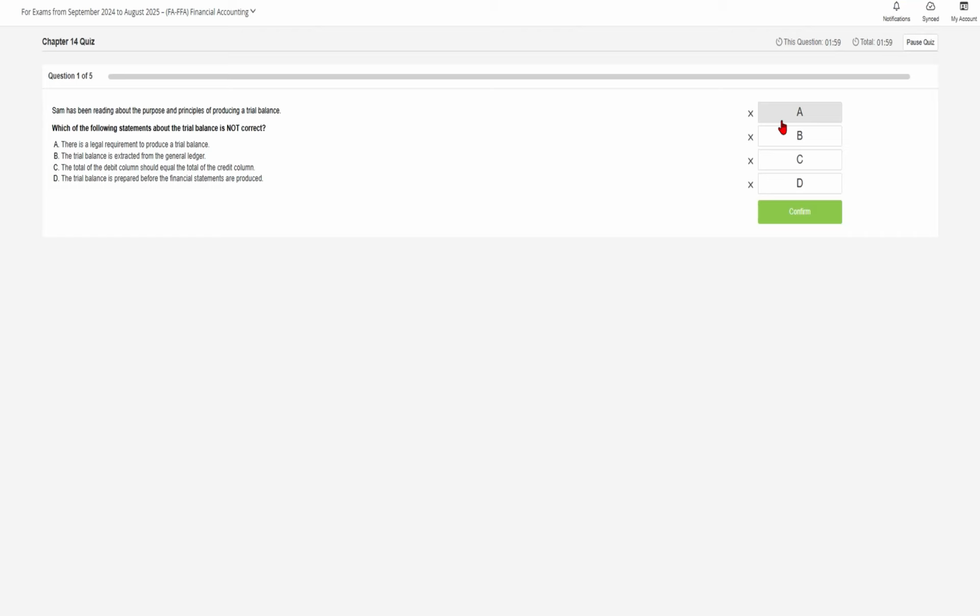Third says the total of the debit column should be equal to the total of the credit column. You know the double entry accounting system, so according to that system our debit and credit should be equal, right? The key purpose of trial balance is to check whether our debit is equal to credit or not. If not, it would suggest that there might be some mathematical error. So C is also correct. Now D: trial balance is prepared before financial statements are produced. Yes, the trial balance is usually prepared at the end of our accounting period, but before preparing the financial statements. Again, this is correct.